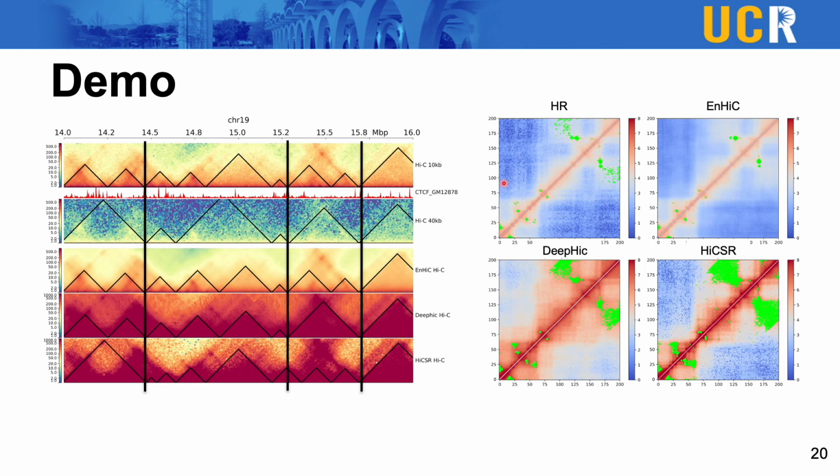Here is an example. The left one shows the TAD detection. The top 2 figures are high-resolution and low-resolution HiC data. The next 3 are the predictions from EnHiC, DeepHiC, and HiCSR. The right one shows the identification of significant interactions. The predictions of EnHiC were accurate. The predictions of DeepHiC and HiCSR contained unwanted image textures, thereby resulting in inaccurate detection.